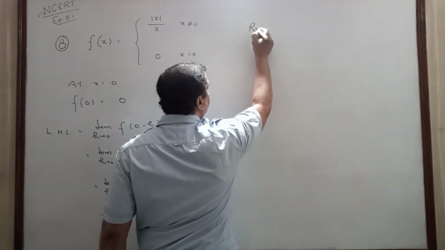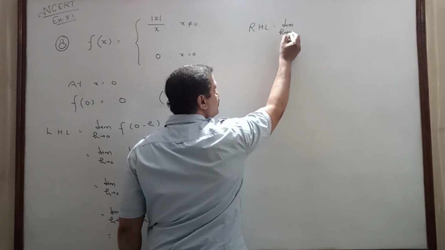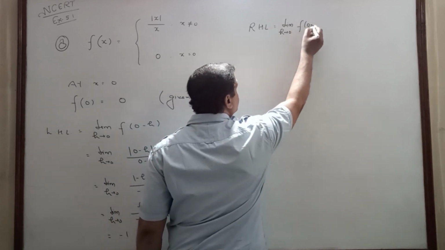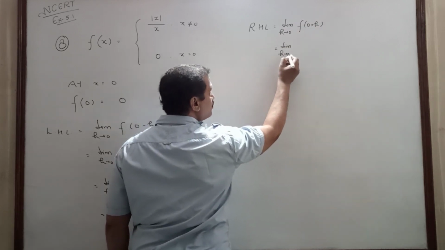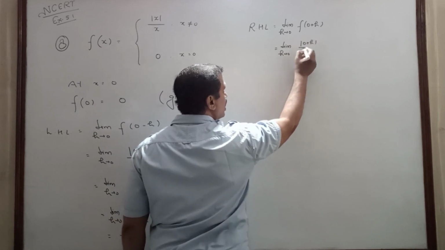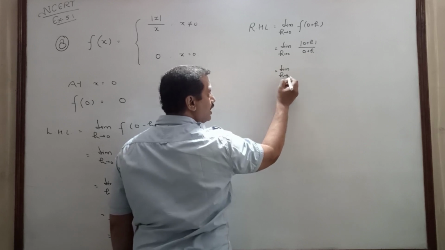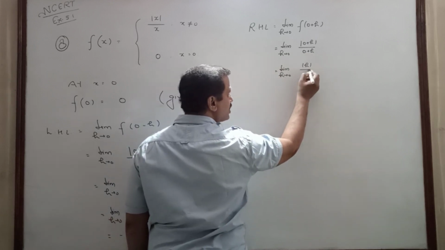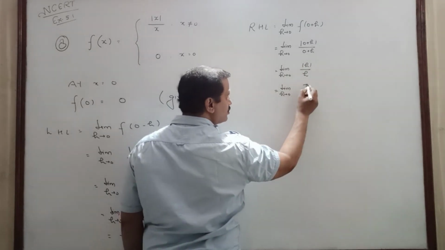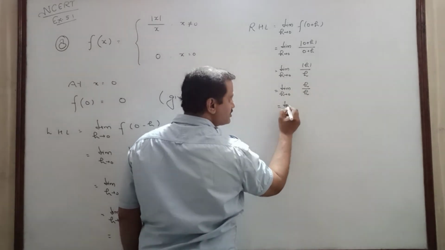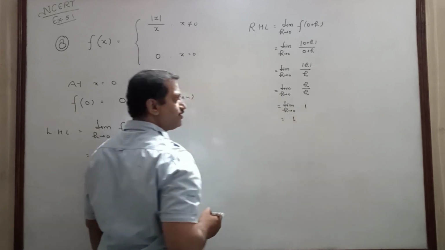Similarly, right hand limit is equal to limit h tending to 0 f(0 plus h) is equal to limit h tending to 0 mod of (0 plus h) upon (0 plus h), is equal to limit h tending to 0 mod of h upon h. Mod of h is equal to h since h is positive. h upon h, that means 1. Taking limit, we get 1.